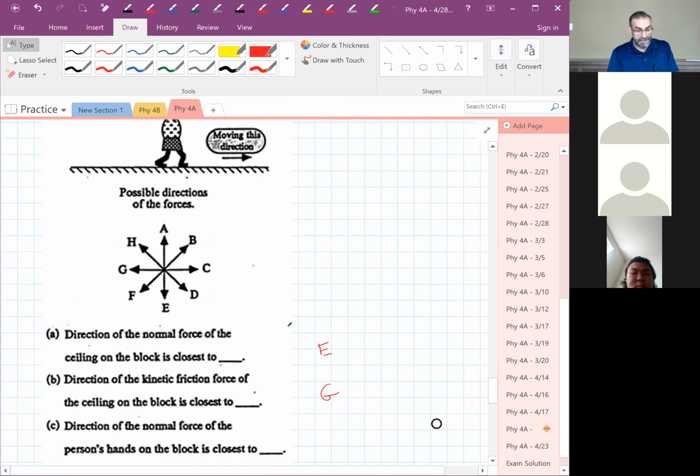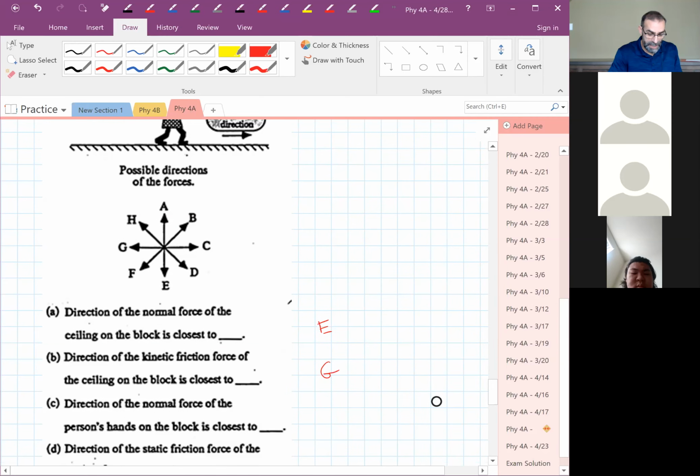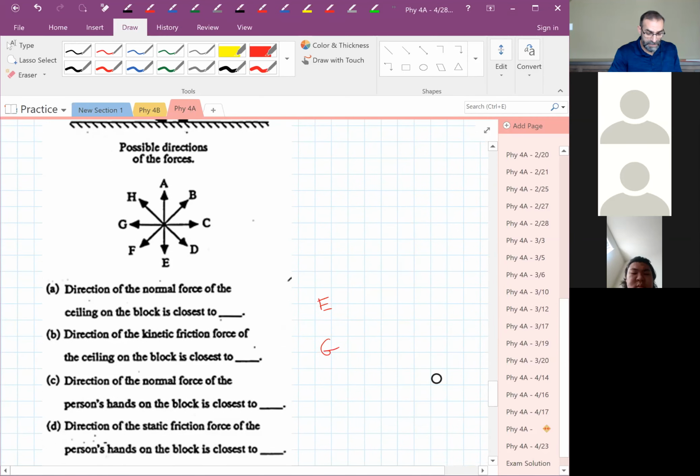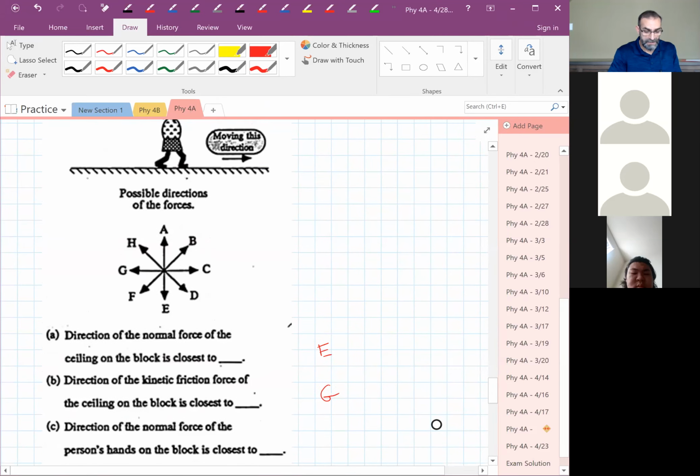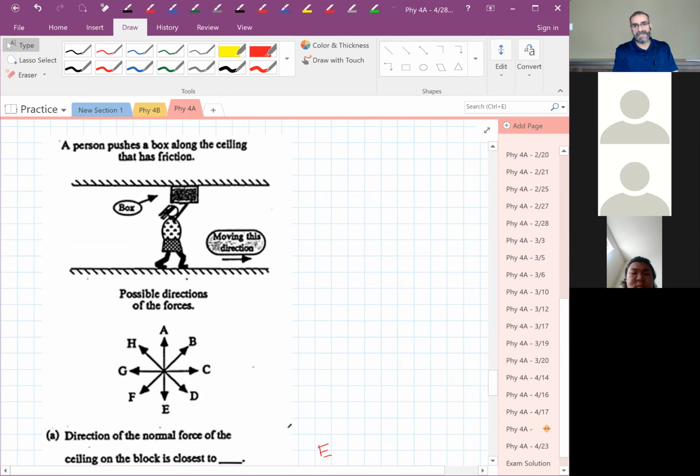So what they're going to do, they're going to view the hands like a surface, okay? And they're splitting it up. They're saying the hands are like a surface, and they interact with the box in two ways, through a normal force and through a friction force. So first they're asking for the normal force from the hands on the block, and then they're going to ask for the friction force from the hands on the block. So if we treat the hands like a surface interacting with that box, the normal force would be what direction?